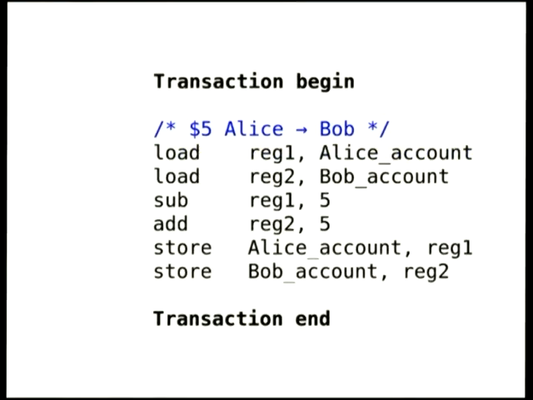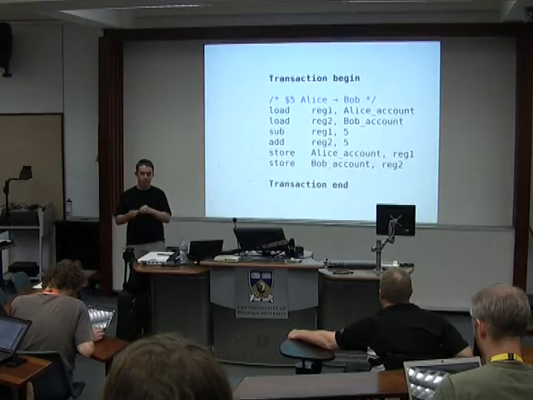Maybe it becomes a little bit more interesting with our transferring money from Alice to Bob. You've got 2 loads at the top, load the 2 accounts, add to one, subtract from the other, and then store both of those. So there you've actually got two stores, so someone doing the same code will only ever see both of those stores or neither of those stores.